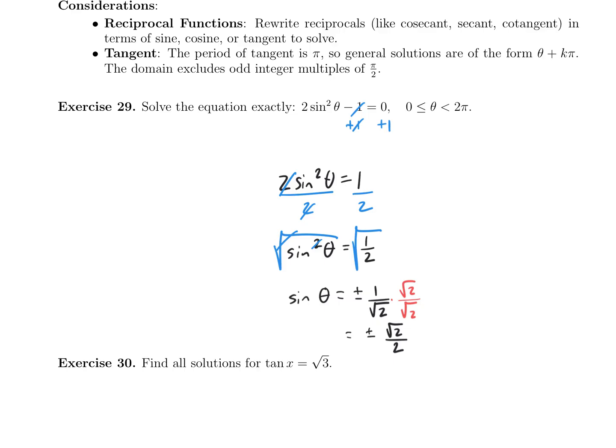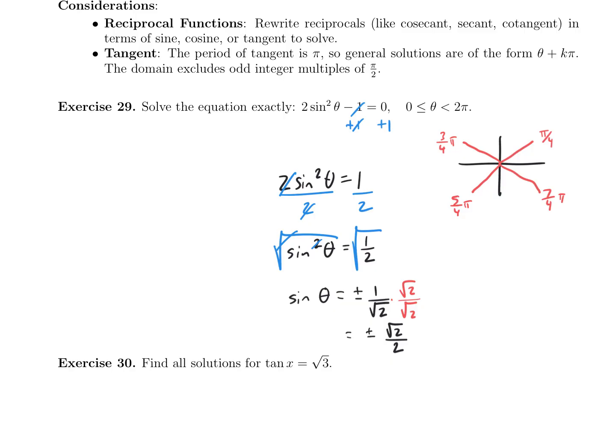So let's go ahead and draw our coordinate plane and sine. Let's consider the positive one first, the positive radical 2 over 2. There are 2 angles where sine is equal to positive radical 2 over 2, and those 2 angles are here: pi over 4 and 3/4 pi. And then the negative ones would be in quadrant 3 and quadrant 4, and that would be 5/4 pi and 7/4 pi.